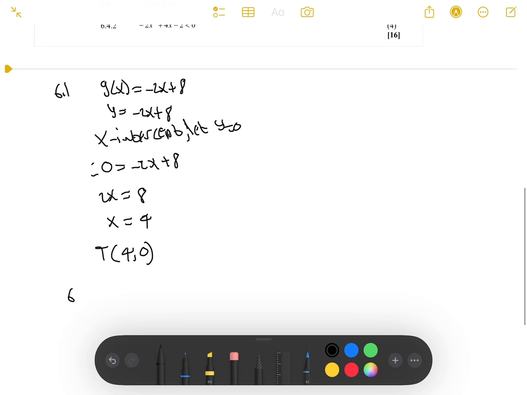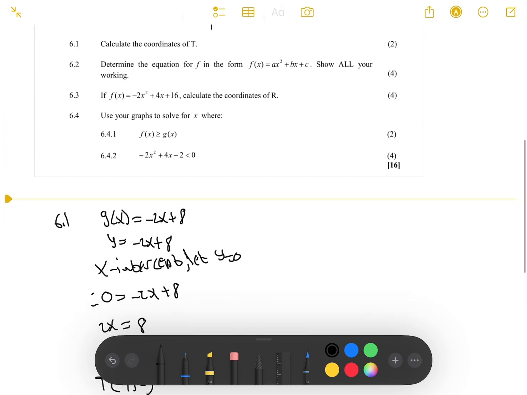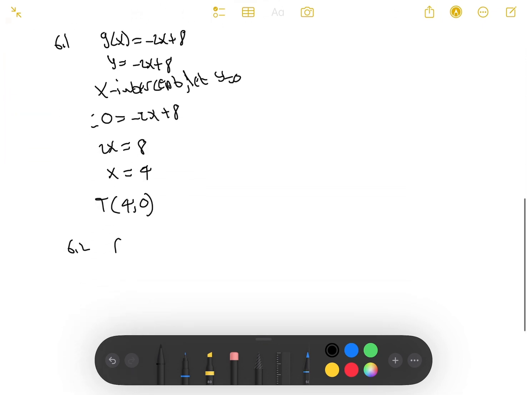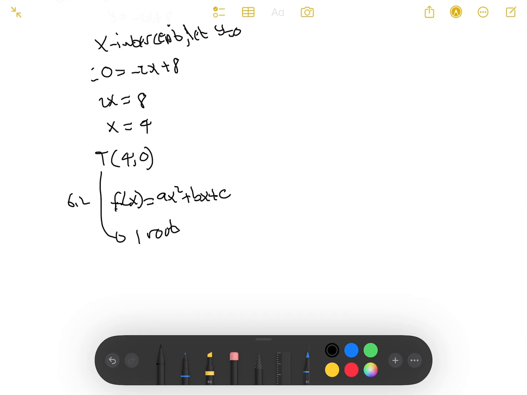And then 6.2, they say determine the equation of f in the form f of x equals ax squared plus bx plus c. Show all your working. So here we must determine this f of x in this form, which is basically the standard form. One thing we know is what? From the previous question 6.1, we have one root of this equation, since f and g touch at point T. So this is the root of f of x as well.